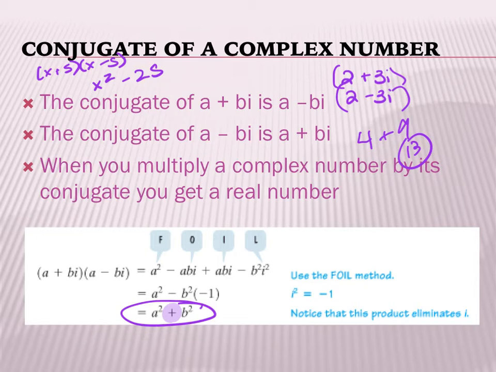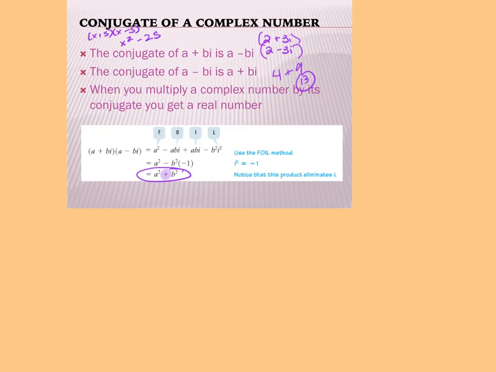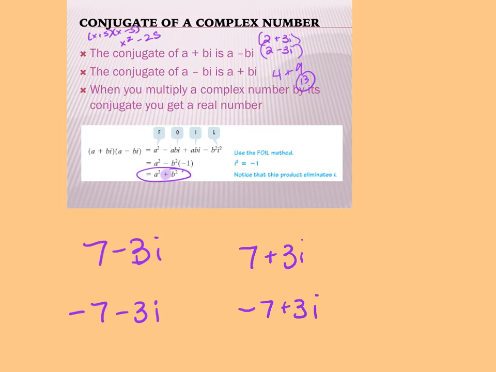What is a conjugate? Conjugate is just the same thing with the opposite sign in the middle. So if I gave you 7 minus 3i and I asked you for the conjugate, it would be 7 plus 3i. If I had negative 7 minus 3i, it would be negative 7 plus 3i. You only change the sign on the second term. Does that answer your question, Sai?